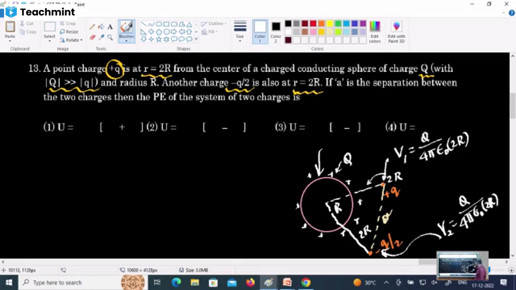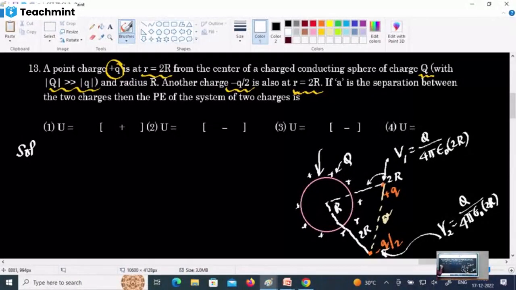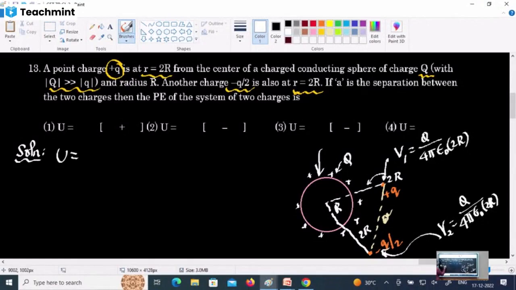We know when two point charges are placed in the presence of an external electric field, the potential energy U is given by Q1 V1 plus Q2 V2 plus 1 divided by 4 pi epsilon naught Q1 Q2 divided by R.